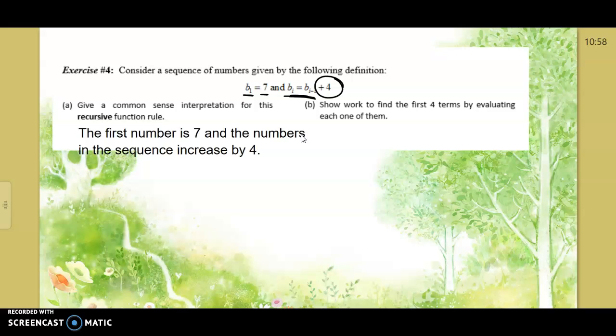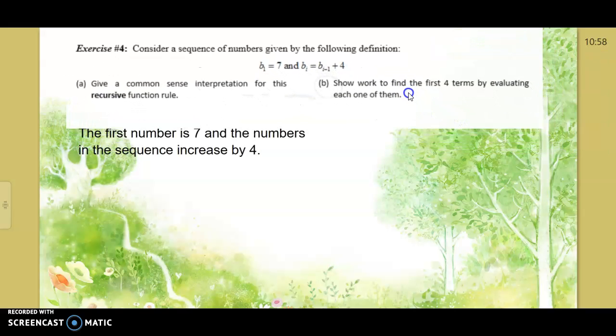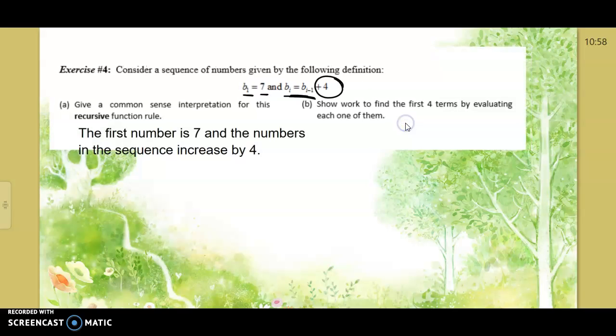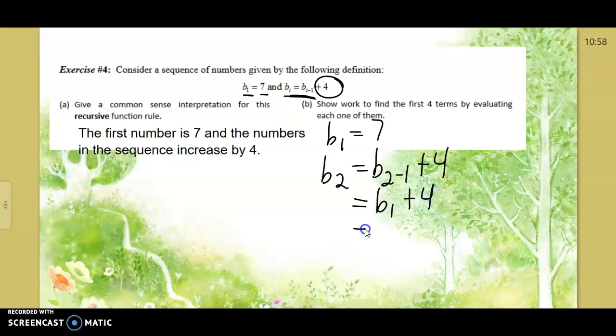Okay? So you want to find the first 4 terms officially, and that would be done by using the formula. So B1, we know is 7. B2 would be B sub 2 minus 1 plus 4. Go backwards 1 place and use the first number, add 4 to it. The number in the first spot is 7. So that means the second number is 11.